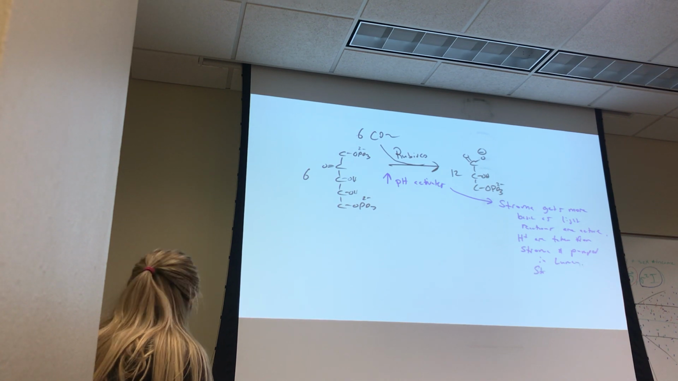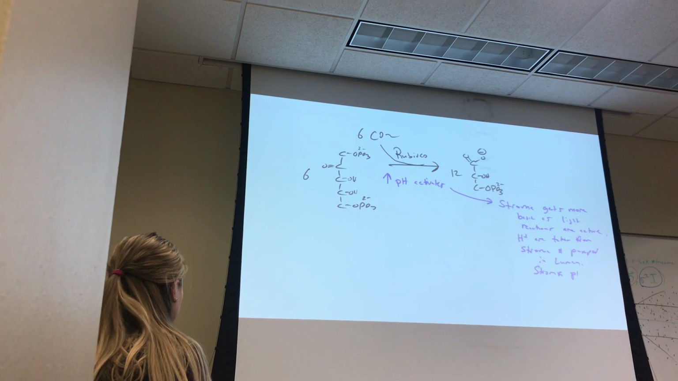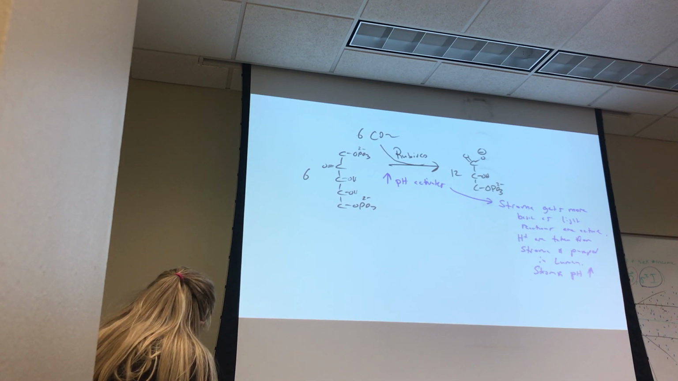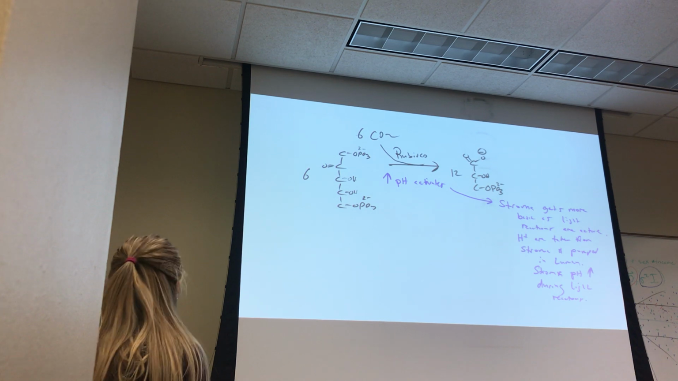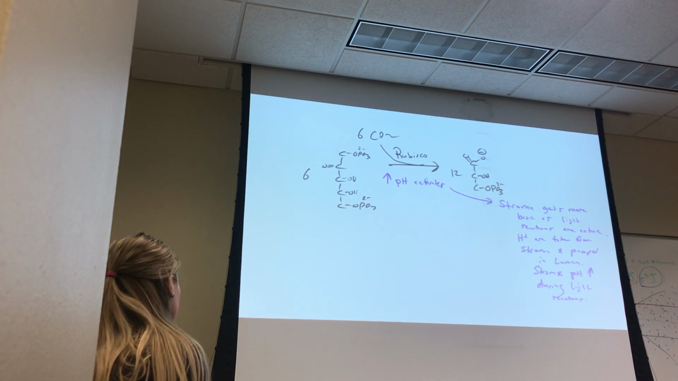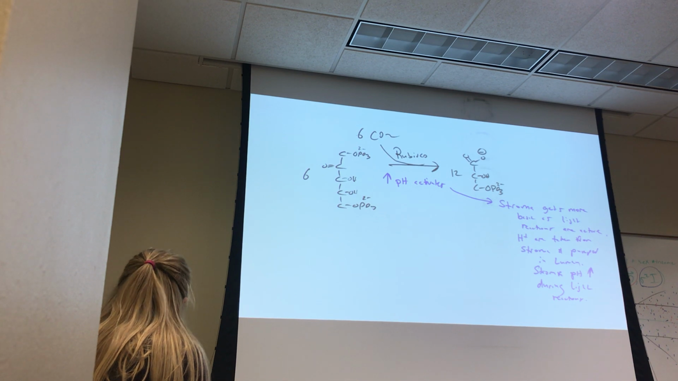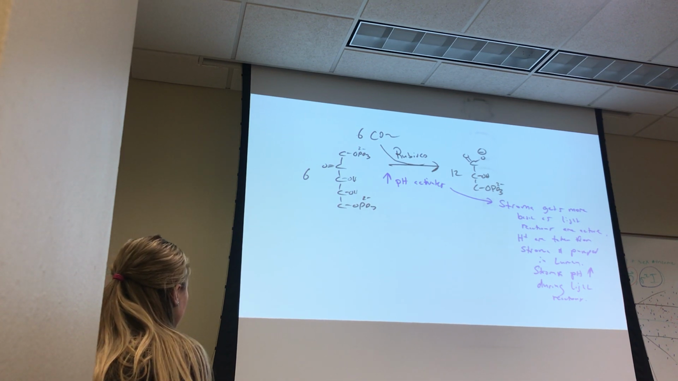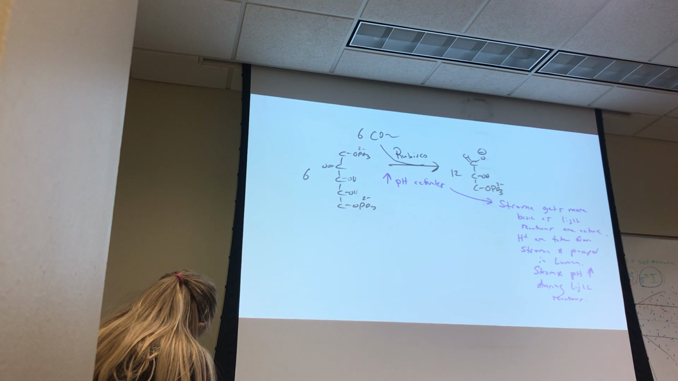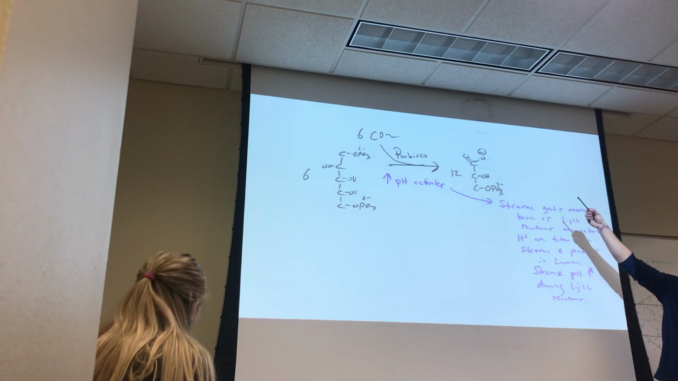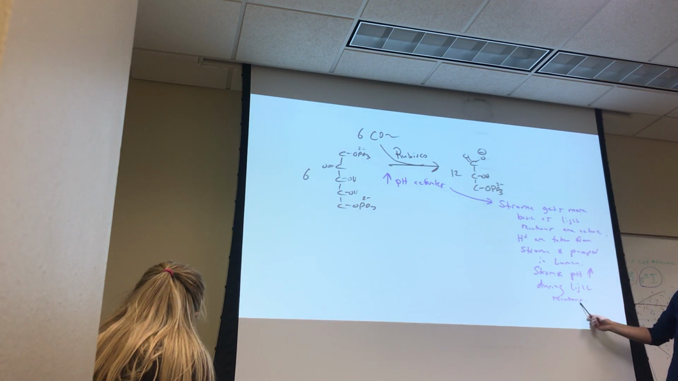So the stroma pH increases during light reaction. That makes sense, right? And then Rubisco gets more activated. It likes basic conditions. So you can think of how it's deprotonating the protein, making it now more active, okay? Because it's sensitive to the protonation state of the enzyme. So, pH increase activates. When's that going to happen? When the light reactions are on.